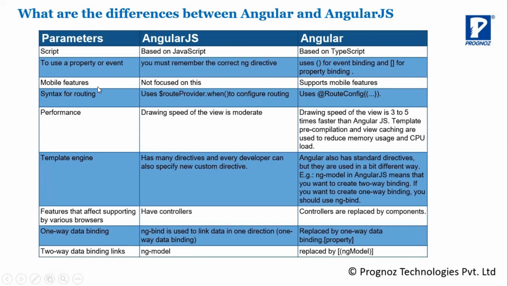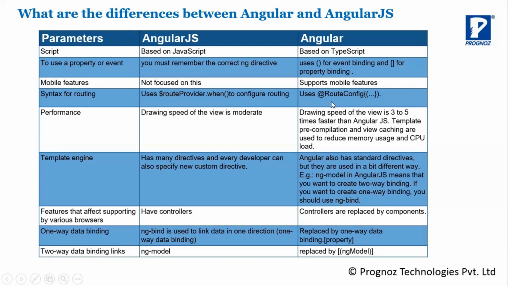Were there any mobile features in AngularJS? No, there were no mobile features. But in Angular, we can use mobile features. Now routing is nothing but navigation. जैसे तुम bootstrap पे nav bar create करते हो, जैसे different menu bar create करते हो, that is called the routing concept in Angular. Then in AngularJS there was a concept called the route provider dot when function. मतलब when method use करके हम लोग करते थे.